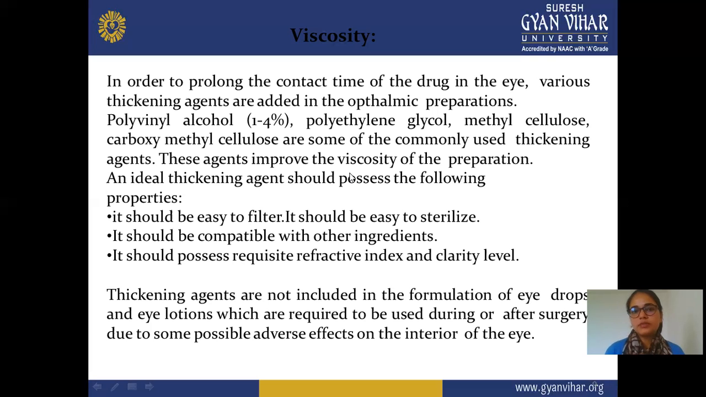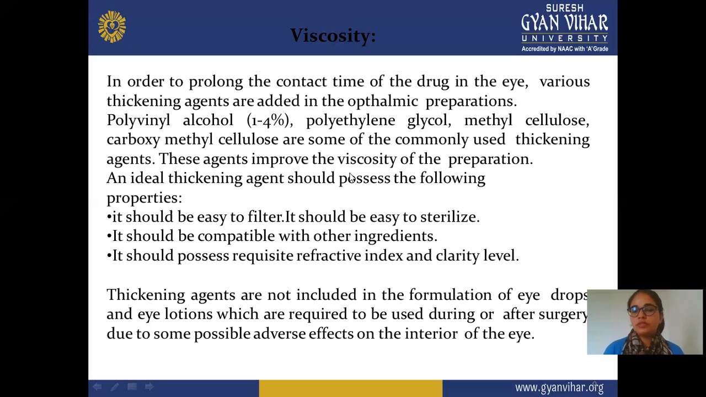It should be maintained at a proper viscosity condition. So we are adding some viscosity agents or thickening agents that maintain the proper viscosity of your formulation, and these thickening agents should have the required concentration. Mainly we use polyvinyl alcohol, and the concentration of polyvinyl alcohol is 1 to 4%. The next are polyethylene glycol, methyl cellulose and carboxymethyl cellulose, some of the commonly used thickening agents. These are the choices of thickening agent or viscosity modifier that you can use, any one of them. All of these are polymers or thickeners.